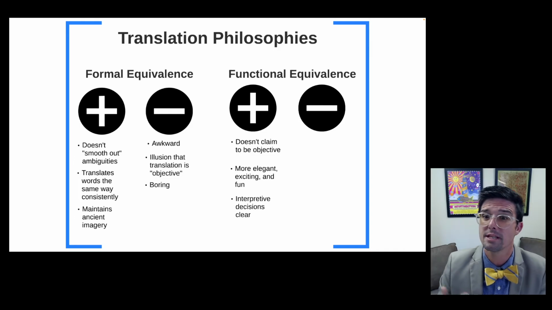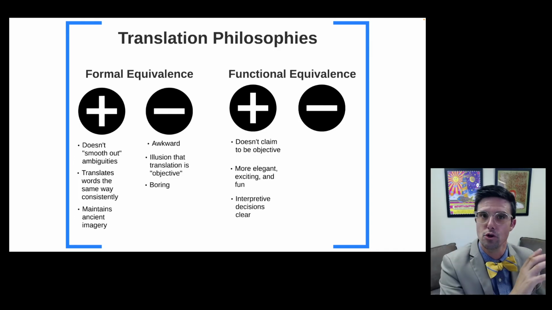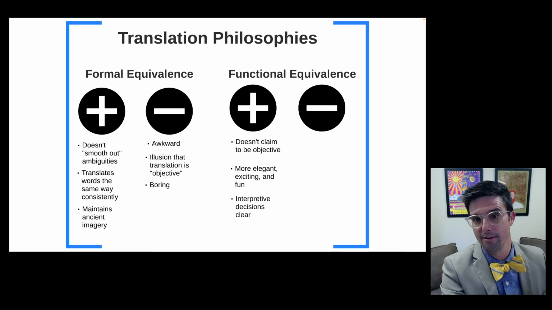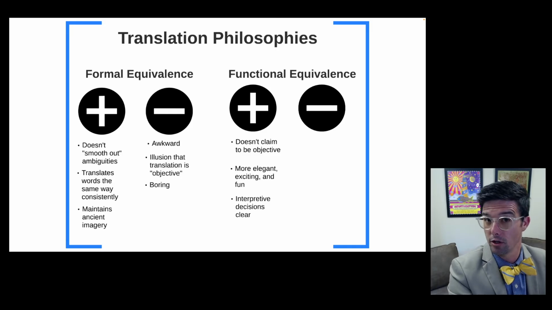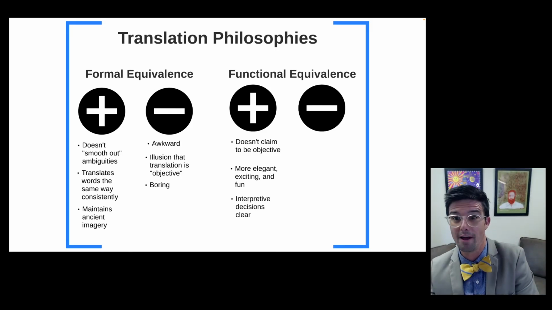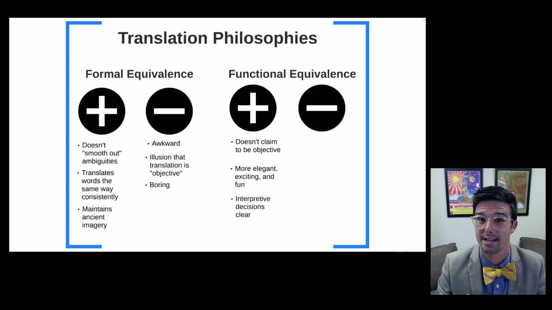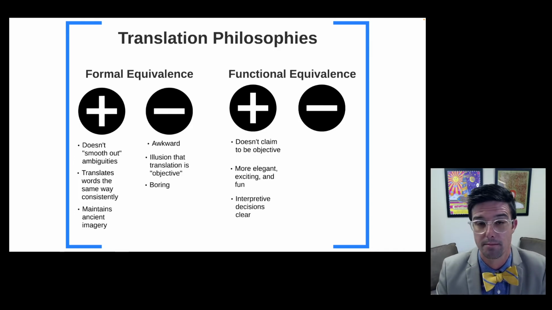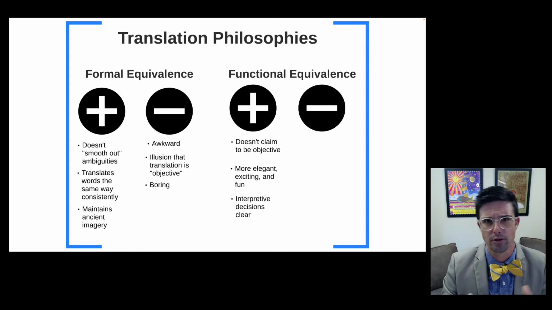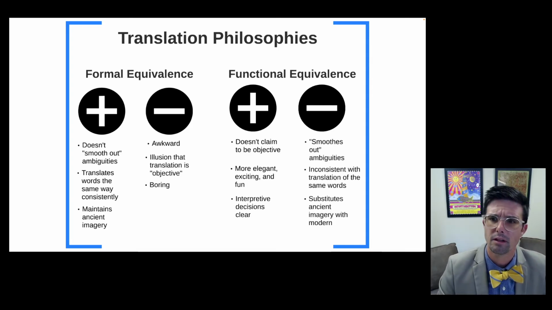And sometimes the interpretive decisions that have been made are very, very clear, especially if you know what the ambiguity or the issue is within a particular passage, and then you look to a functional equivalence translation, you can say, oh yes, this is the decision that they made about this grammatical ambiguity or about this idea on which there is debate.